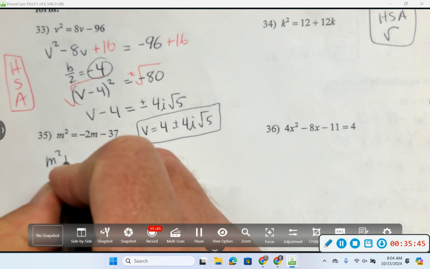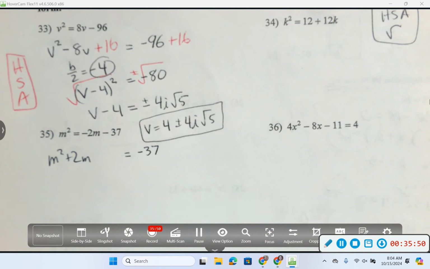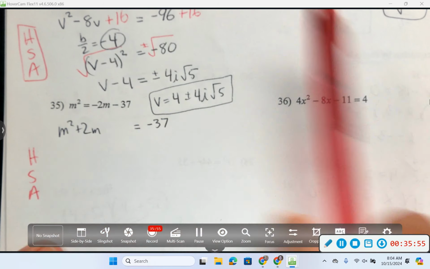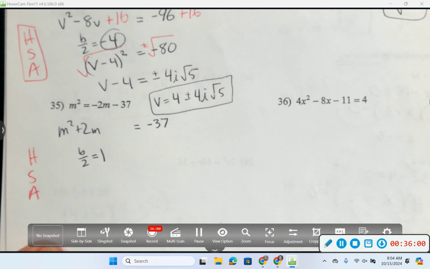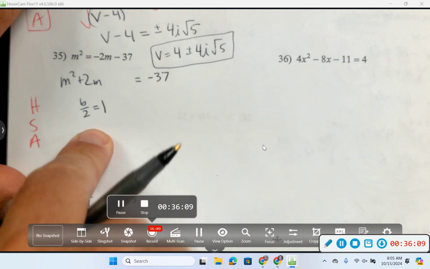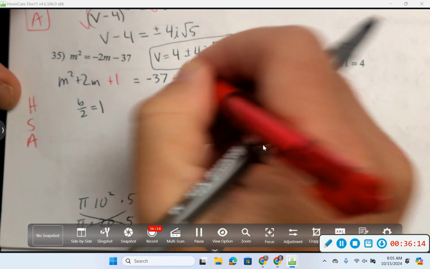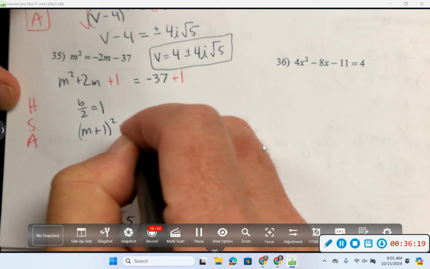35. m squared plus 2m equals negative 37. That one's nicer. Half it, square it, add it. Half of b is 1. What happens when we square 1? We get 1. Right, half of b is 1. Square it, we get 1. Add it to both sides. So m plus 1 squared equals negative 36.